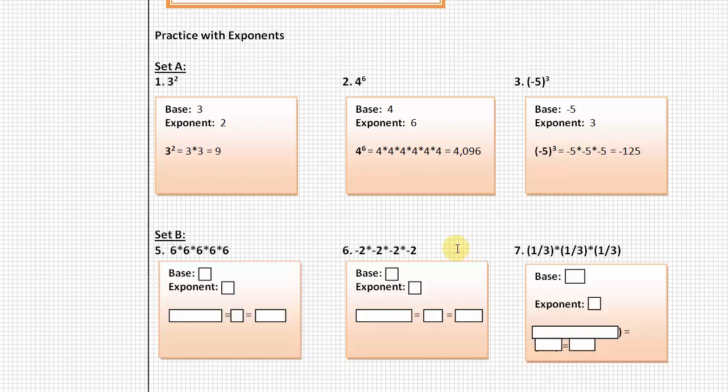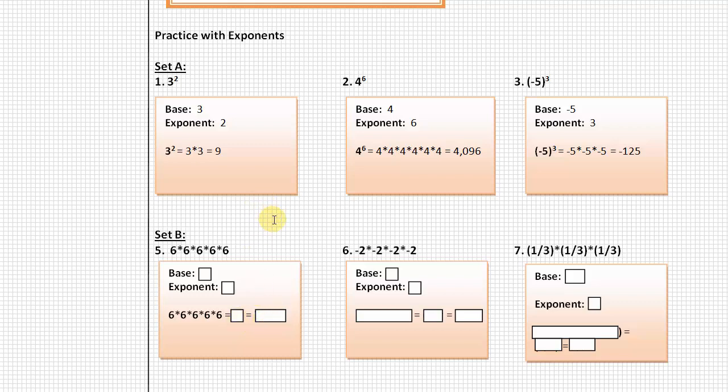Here's our second and final set. This time, I've given you each an expression where we have repeated multiplication. And what I would like you to do now is identify how I would write this in exponential form. What would be my base number? What would be my exponent? Take this problem again and rewrite it in exponential form and then evaluate it.